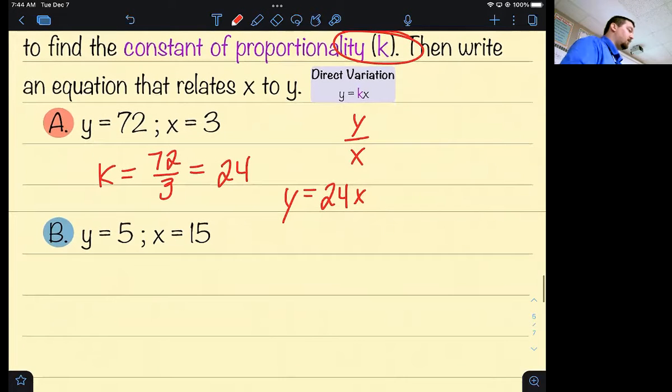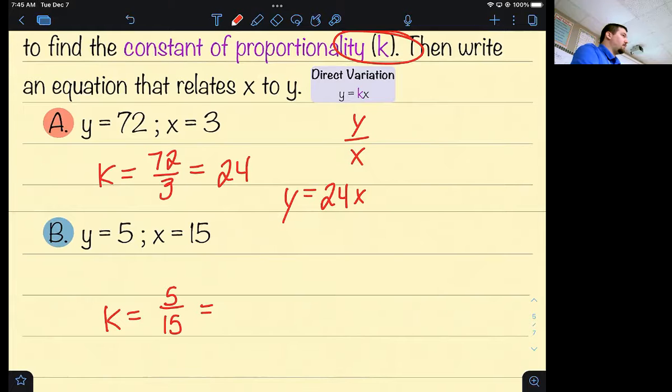So example B. K is y divided by x. So what numbers am I dividing? 5 divided by 15. What is 5 divided by 15? No, you did 15 divided by 5. So we have to be careful that we do y divided by x. 5 divided by 15 is 0.3 repeating. And what is 0.3 repeating as a fraction?